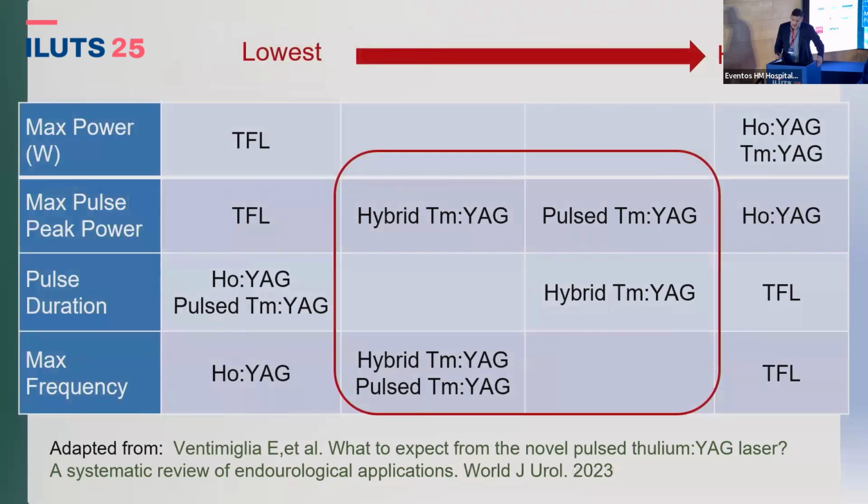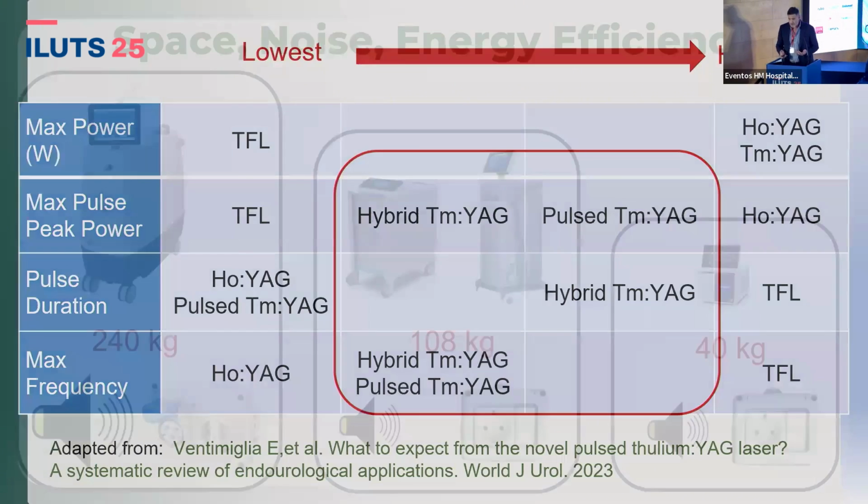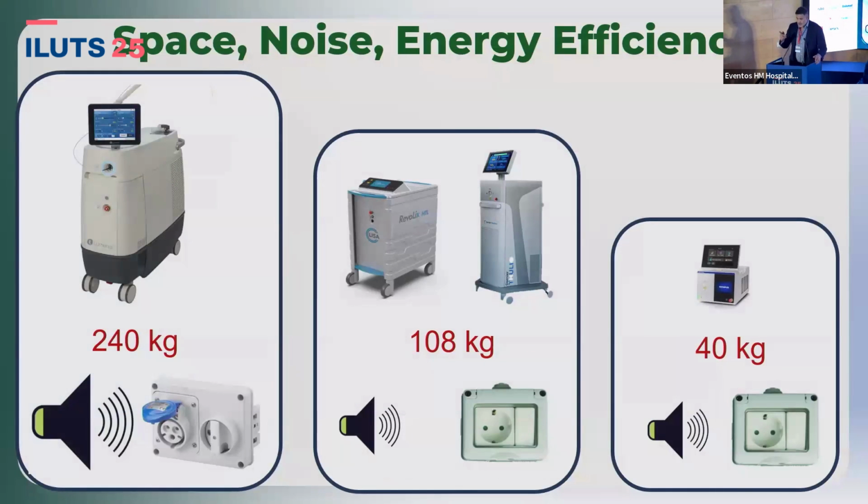And these are the differences in a table. So the pulsed thulium YAG is somewhere in between holmium and TFL as a wavelength, as a pulse duration and as a pulse peak power. What does this mean? We will see.